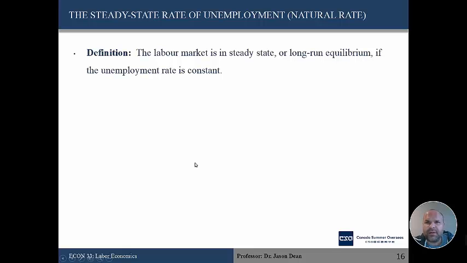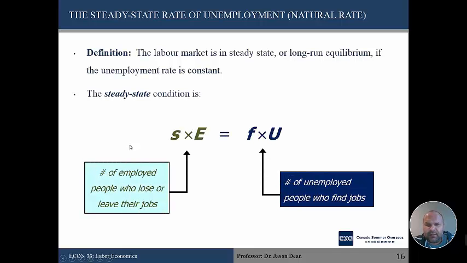What is the unemployment rate fluctuating around? What's the long-term trend? So we can apply this steady state condition by setting the number of people who are separated from their jobs, so lose their jobs, at the rate S, multiplied by those that are employed, equal to those who are finding jobs, the rate of finding jobs F times the number of people unemployed.